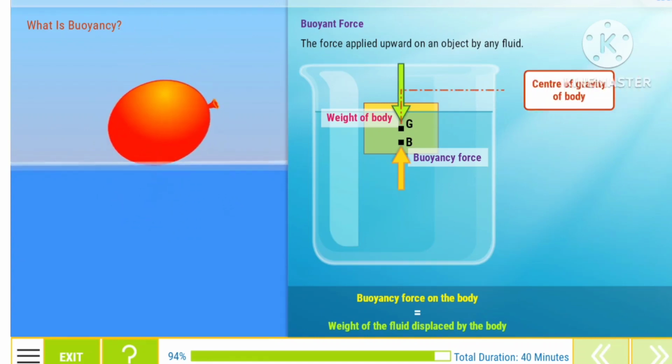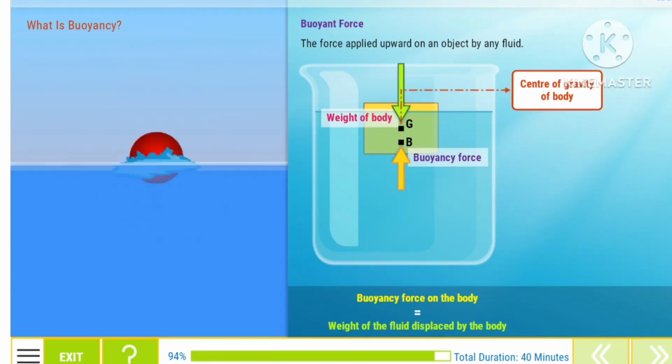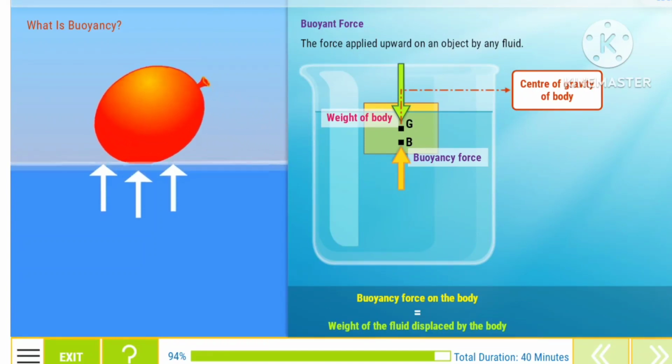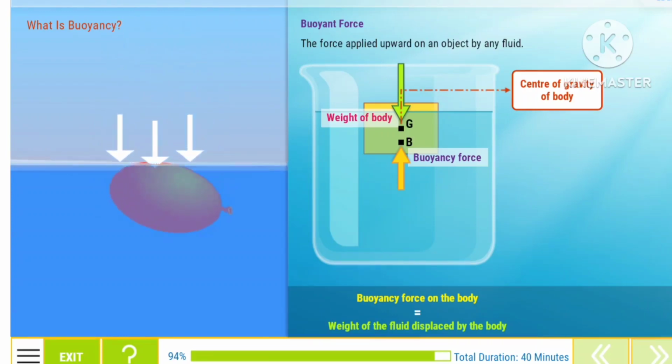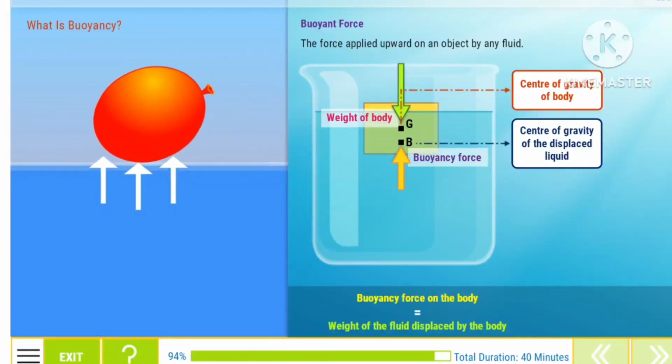The center of buoyancy is defined as the point through which the force of buoyancy is supposed to act. As the force of buoyancy is a vertical force and is equal to the weight of the fluid displaced by the body, the center of buoyancy will be the center of gravity of the fluid displaced.